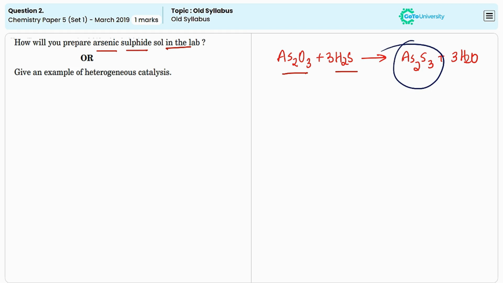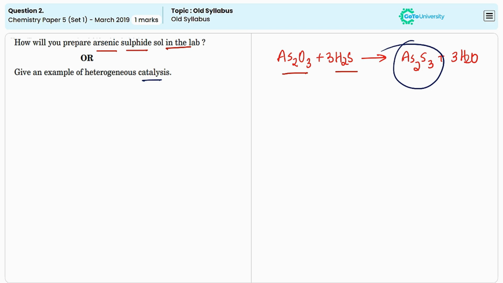The second question is to provide an example for heterogeneous catalysis. Heterogeneous catalysis is a type of catalysis where the catalyst is in a different phase than the reactant. Most commonly, the catalyst is a solid while the reactants are gases or liquids.